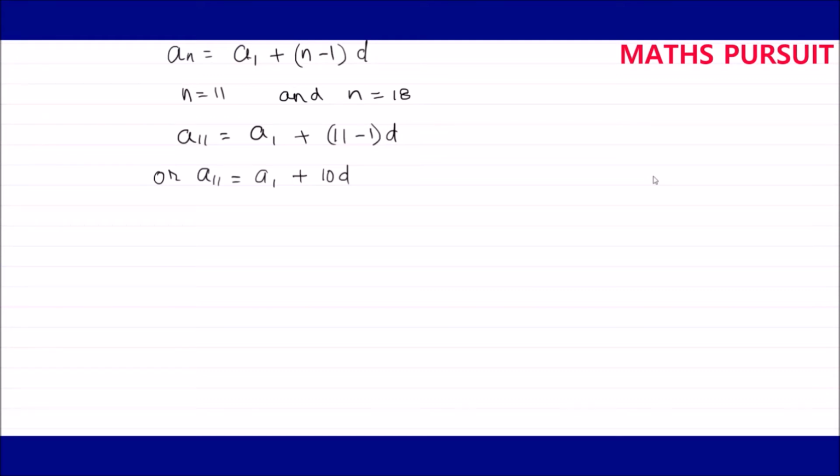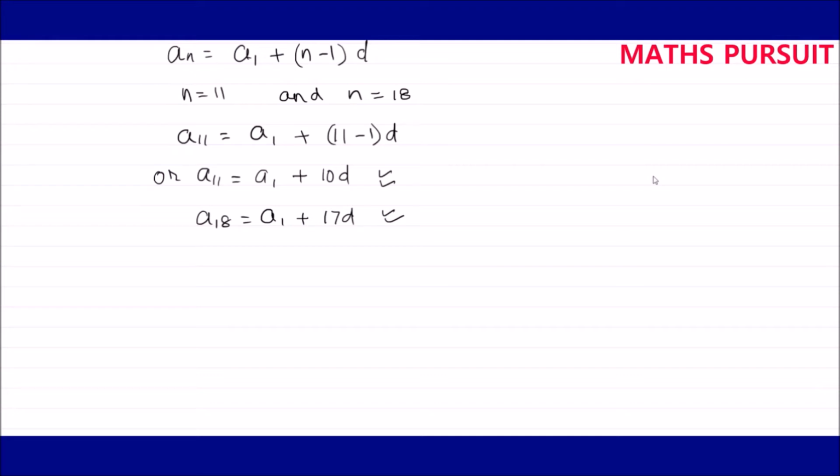Similarly, I can write A18 is equal to A1 plus 17d. So this is the logic, guys. We very well know that A11 is equal to A1 plus 10d, just 1 less than 11, that is 10d. Here 1 less than 18, that is 17d. This is how the logic follows. So we got A11 is equal to A1 plus 10d, and A18 is equal to A1 plus 17d.